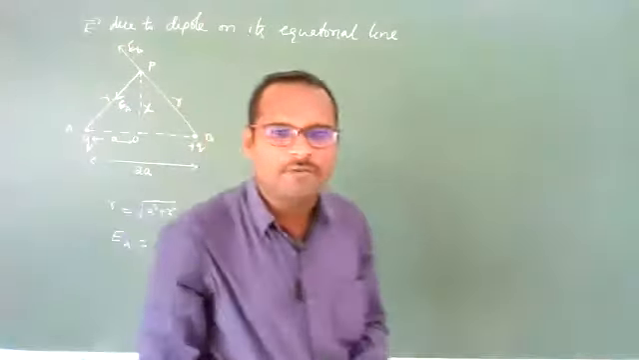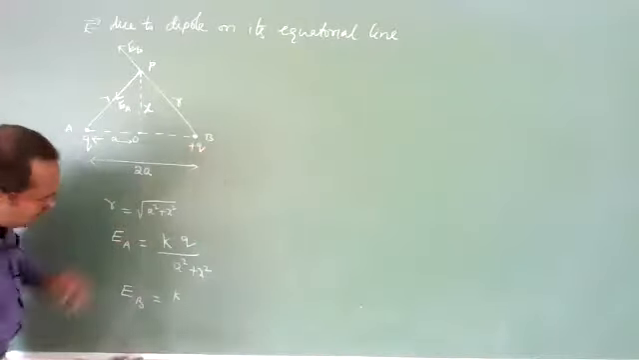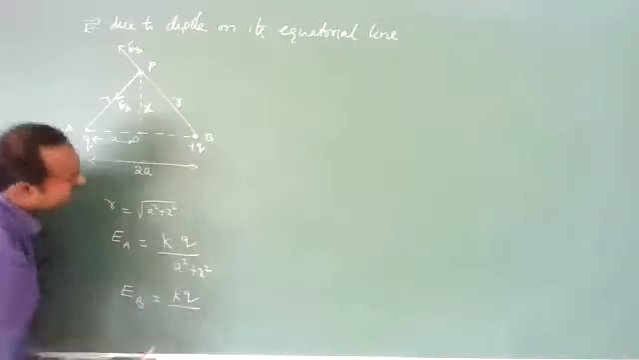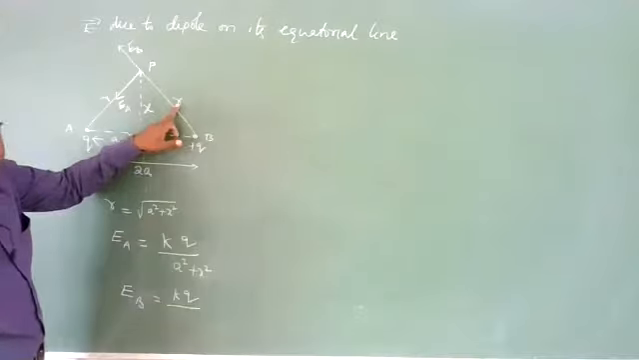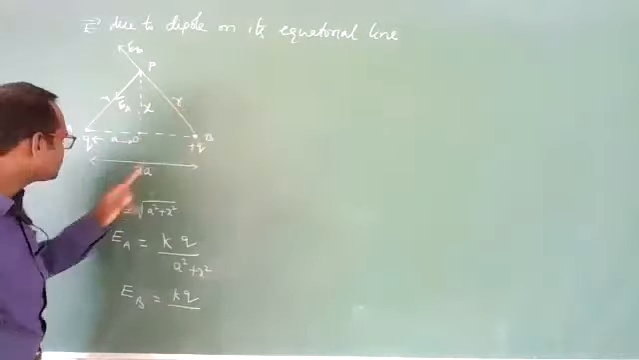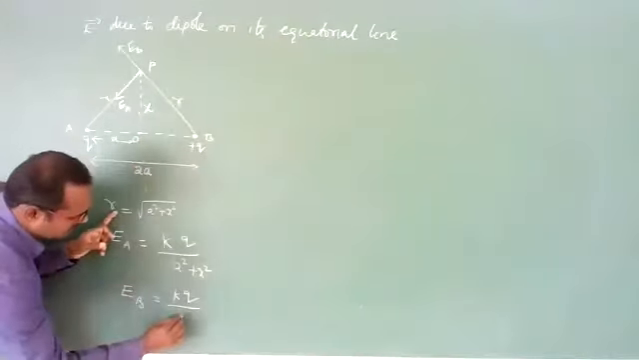What will be the value of that? Again, see, I am writing here the electric field due to the charge at B is k, charge how much? Q, divided by the distance between them squared. Distance r square how much? It is a square plus x square. Got it, students?